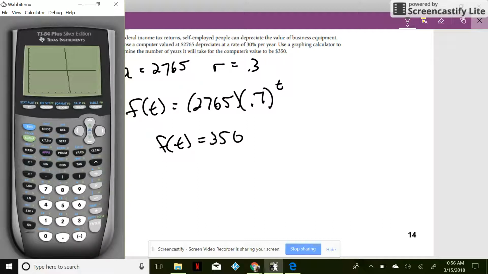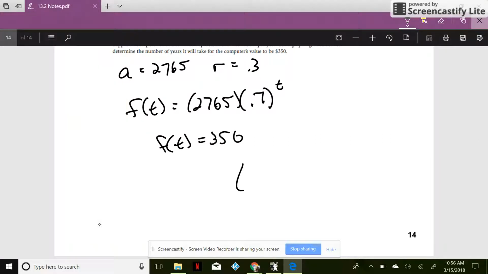So since we've drawn that 350 line in, we can use the intersect function. We tell it we're looking at these two lines. We want to see where they cross. So the x value there is about 5.79. So after about 5.79 years, it will have depreciated to a value of $350.